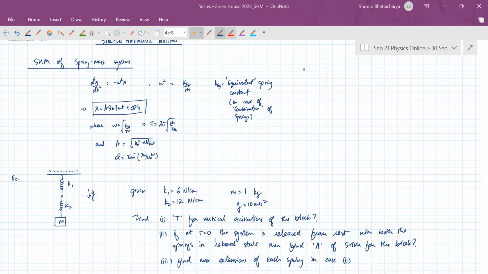Yes, Kanishk, your answer for time period is correct. But the amplitude of the block's SHM is not correct, and also you have to give the maximum extension of each of the springs, not the maximum extension for the combination of the springs. That will be the sum of the maximum extensions. You have to give it for each of the springs.